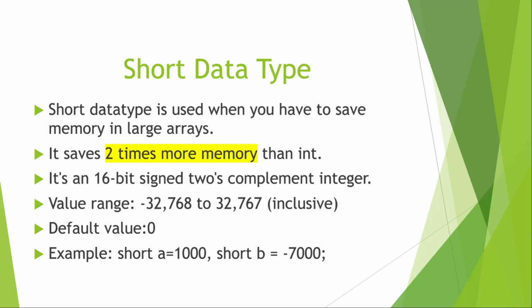Now, short data type. The short data type is a 16-bit signed 2's complement integer. The whole value range is given here, and the default value is 0. You can define it this way: short a equal to 1000, or within this range you can define it, and it saves 2 times more memory than integer.